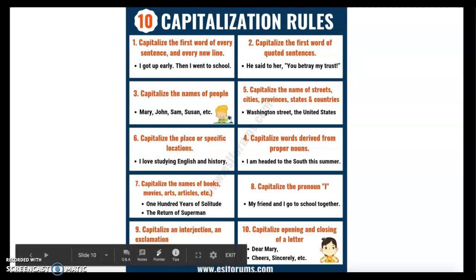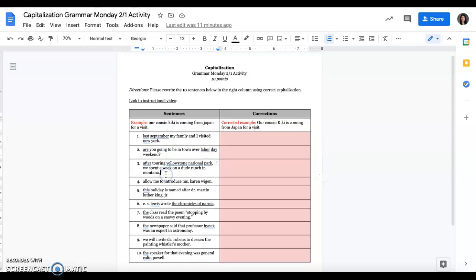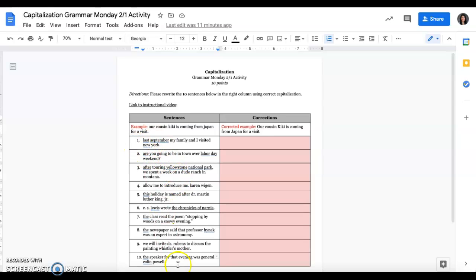So let's go ahead and take a look at our assignment. All right, so please rewrite the 10 sentences below in the right column using correct capitalization. Example: our cousin Kiki is coming from Japan for a visit. Corrected example: capitalize that first word in the sentence, capitalize the name, and capitalize the country. So all of these sentences below have proper punctuation. All you're going to need to do is capitalize the proper words.